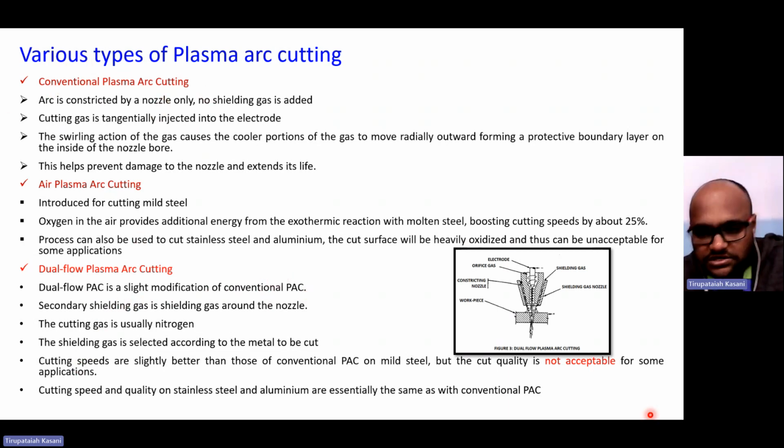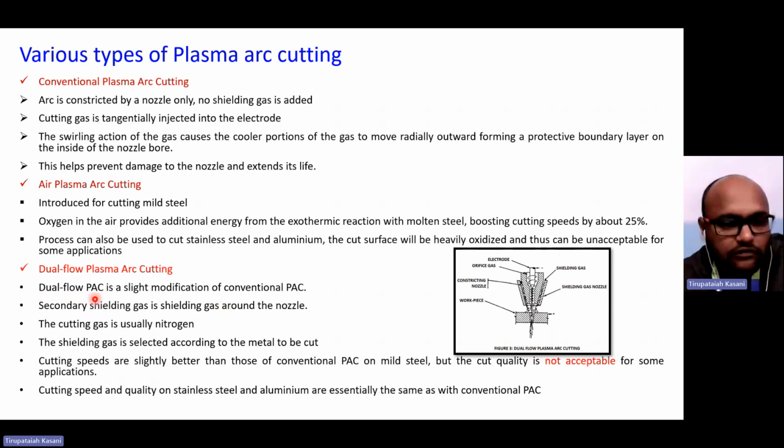What is that modification? If you observe, this is the dual flow plasma arc cutting. This is the workpiece, the outer nozzle, the inside nozzle, and this is the electrode. This is the shielding gas from the external source instead of water. The outside nozzle is the shielding nozzle, and the nozzle annular space is filled up with the shielding gas. This is the orifice gas or the cutting gas. This is the inner portion, the electrode. This is the constricted nozzle, the inside nozzle. This is the workpiece. This is the dual flow plasma arc cutting.